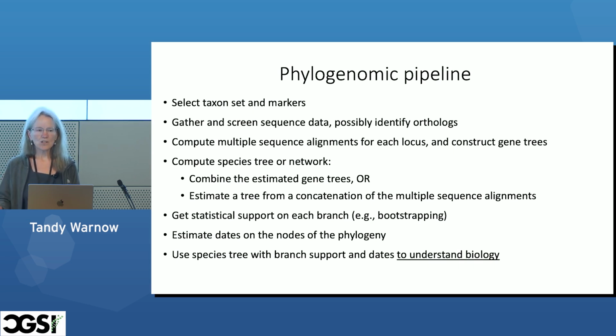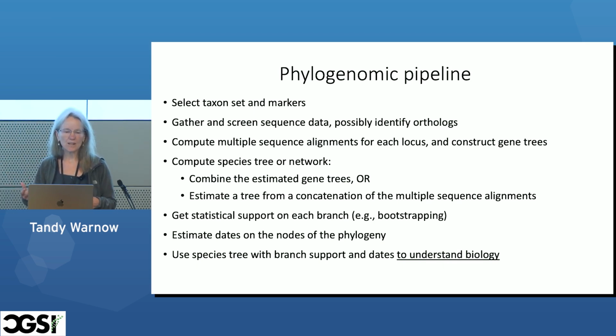You then want to get branch support, you want to get dates, you want to do various things so you can answer biology questions. The point is that this is a complex pipeline, and mistakes early on lead to mistakes later. Understanding where the mistakes are coming from and having some sense of what you can have confidence in is a big part of a phylogenomic analysis.